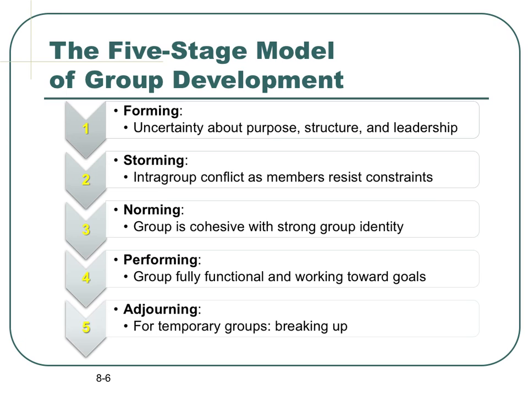The first stage is forming. It means uncertainty about purpose, structure, and leadership. In storming, there is intra-group conflict as members resist constraints. In norming, a group is cohesive with strong group identity. In performing, the group is fully functional and they work toward the goals. And the last one is adjourning, for temporary groups. When the groups are temporary, not permanent, then the adjourning stage occurs. If not, then the adjourning stage is not used and only the four stages are used. So adjourning means closing.